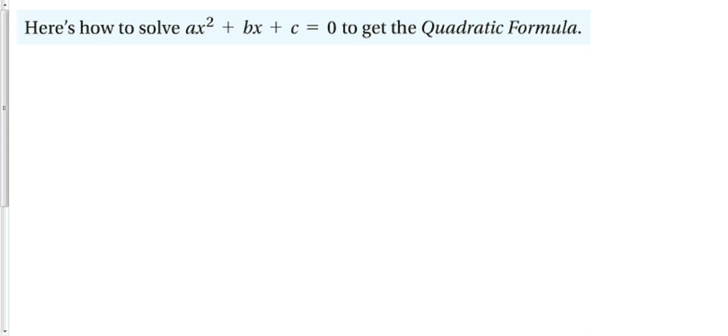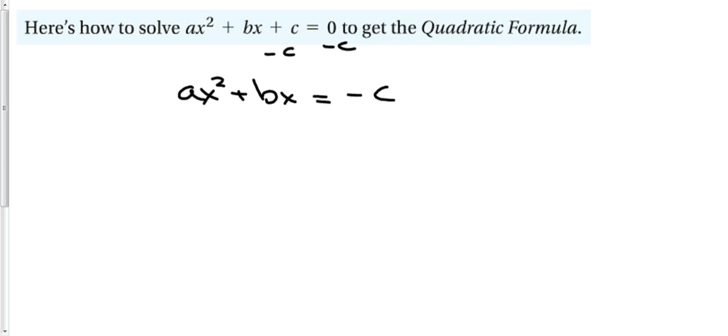So we have our standard form, ax squared plus bx plus c. Okay, we can solve this to get the quadratic formula. First thing I'm going to do is solve this by completing the square, which means I'm going to subtract c from both sides. So I have ax squared plus bx is going to be equal to negative c.